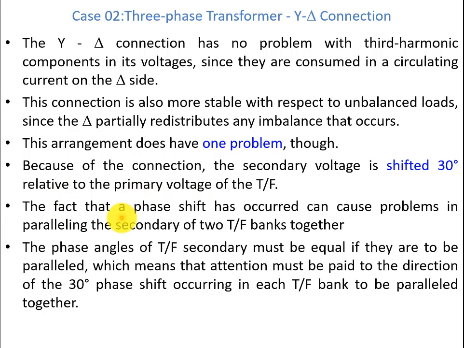The fact that the phase shift has occurred can cause problems in paralleling the secondaries of two transformer banks together. Paralleling means that if we have connected one transformer and we want to bring another transformer live on the system, we have to be very careful because of this phase shift. The phase angles of the transformer secondaries must be equal if they are to be paralleled, which means that attention must be paid to the direction of the 30-degree phase shift, meaning whether the primary voltage is ahead of the secondary voltage or the secondary voltage is ahead of the primary voltage. So we have to take care of this for transformer banks to be paralleled together.